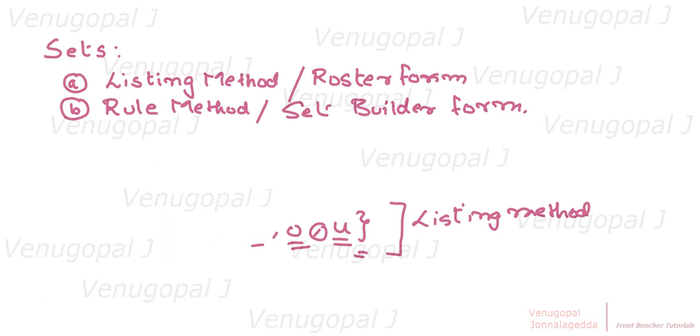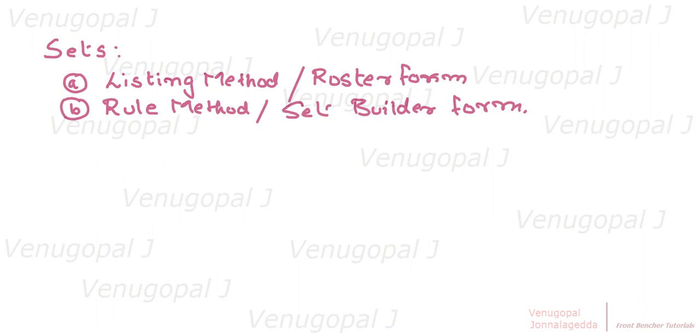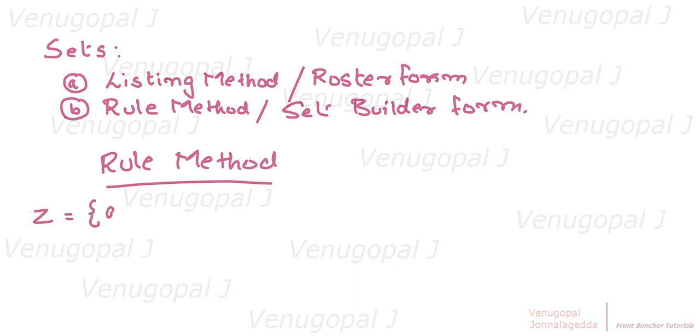Okay, now let's understand what is a rule method. Okay, so in the last example, the listing method, what we did was we represented the vowels of the English alphabet as Z is equal to A, E, I, O, U, and we separated the elements using a comma separator, right? And this is the listing method. How to represent this using the rule method? So it is done this way.